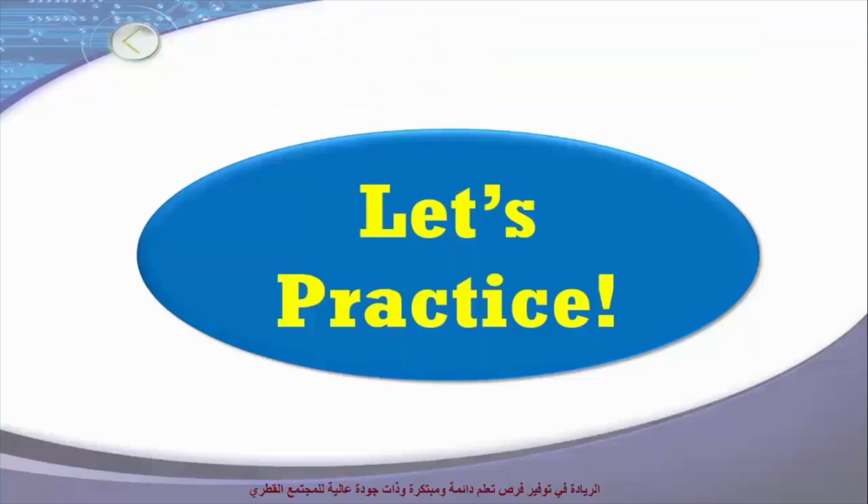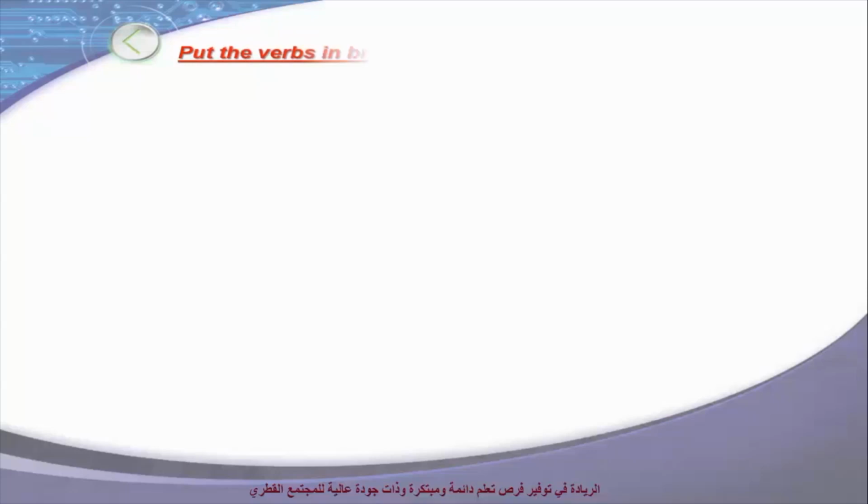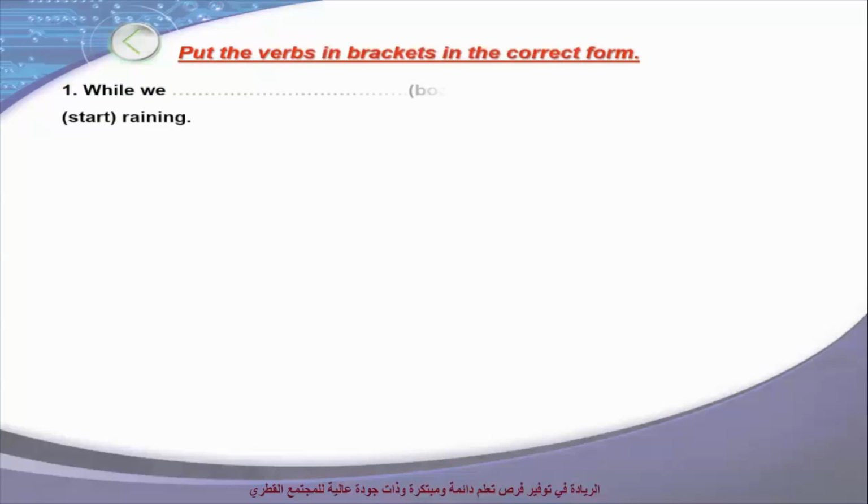Now, let's practice. We're going to have 5 sentences in which we are going to put the verbs in the correct form. Number 1. While we board the plane, it started raining. When I see the word while, I have to use the past continuous. While we were boarding the plane, it started raining. So, while the action of boarding the plane was going on, it started raining.